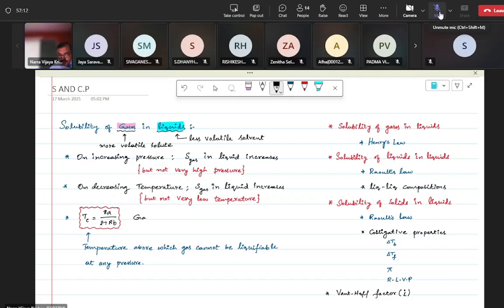Gases with high TC are readily soluble. Clear? Gases with high TC are readily soluble. Will you accept this statement?